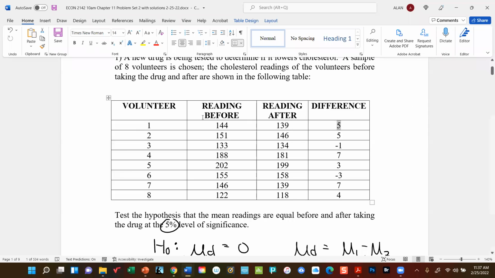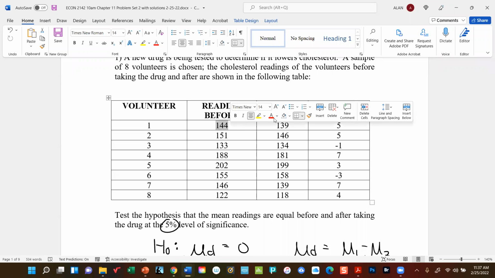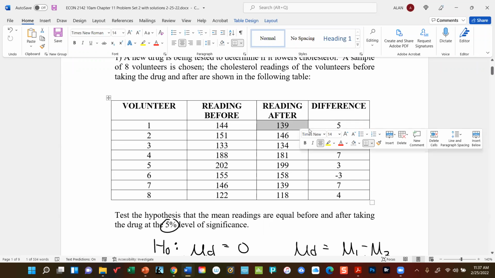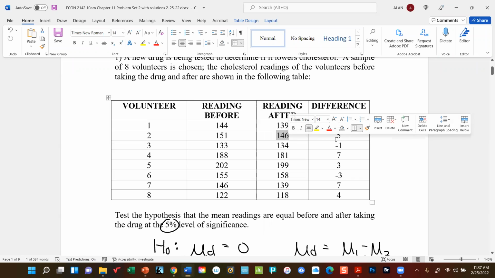All right, so in other words, you see here we've got this person's readings went down by 5 points, so the difference is positive because we're calculating the difference as the mean of the first one minus the mean of the second one. Now, this person also had a drop in score, and so their reading is +5. This person, unfortunately, their reading went up by 1, so they have a negative difference. Okay, now this person, their score went down by 7, so therefore it's a positive difference.